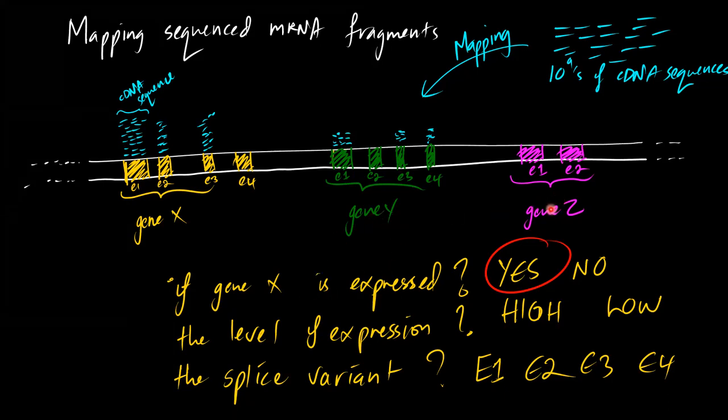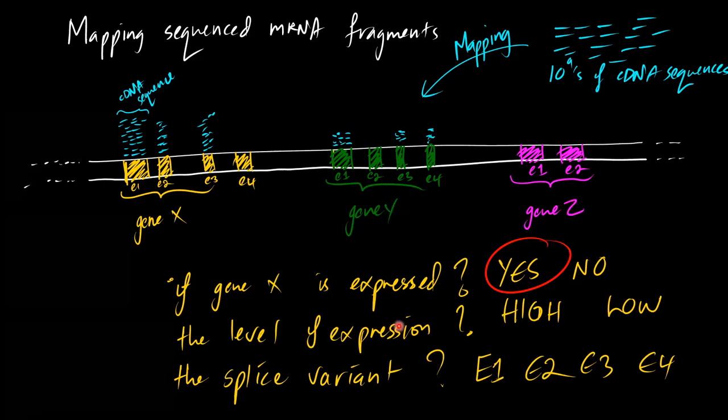What about gene Z? Is it expressed or not? No. None of the billions of cDNA molecules had their sequences mapped to the DNA sequence of exons from gene Z. So gene X is expressed, gene Y is expressed, gene Z is not expressed.